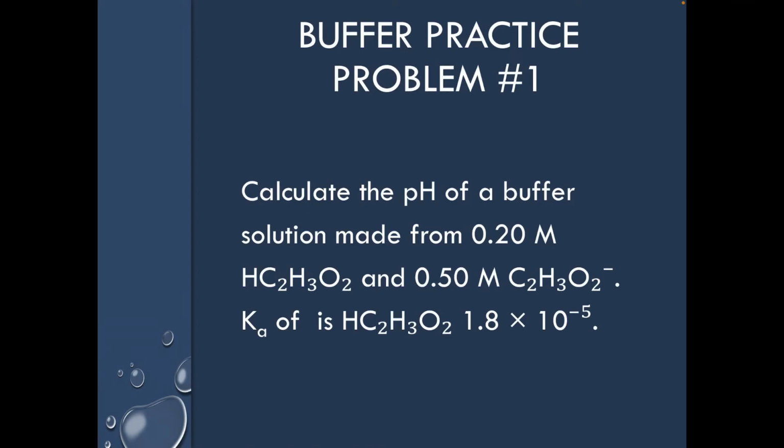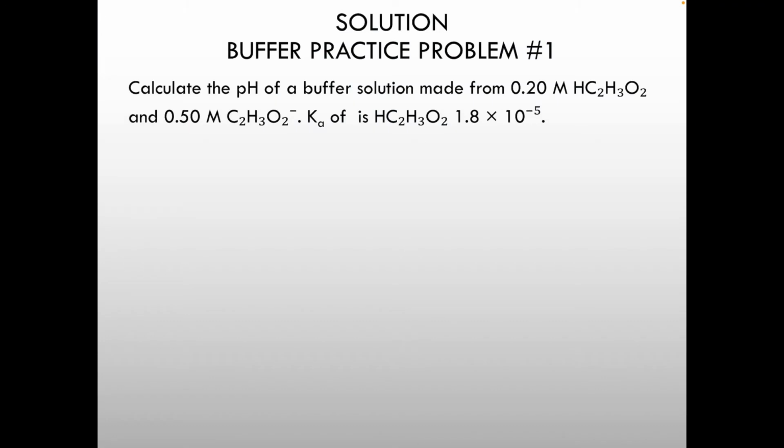All right, for this first one, we are going to get some practice using the Henderson-Hasselbalch equation. This says, calculate the pH of a buffer solution made from a 0.2 molar acetic acid and 0.5 molar acetate solution. We have our Ka there, which we'll need in order to calculate the pKa.